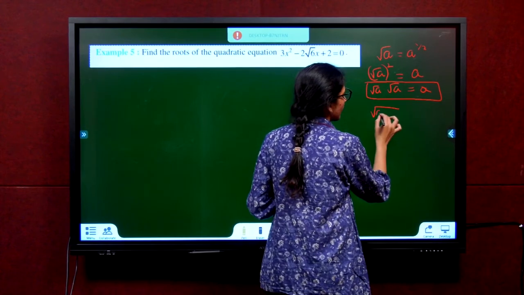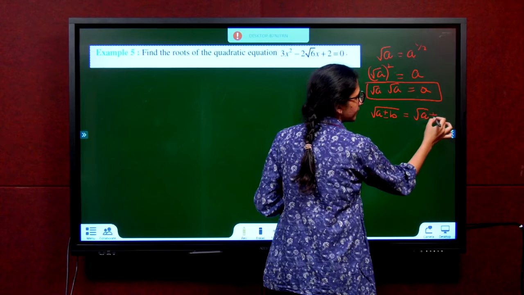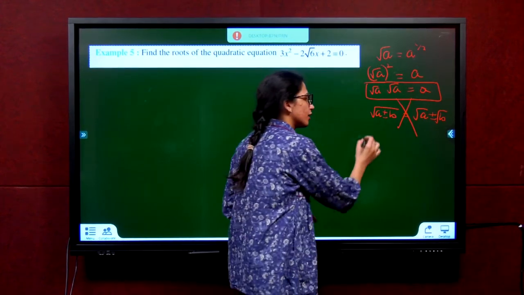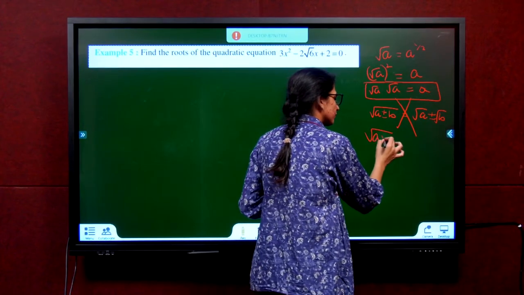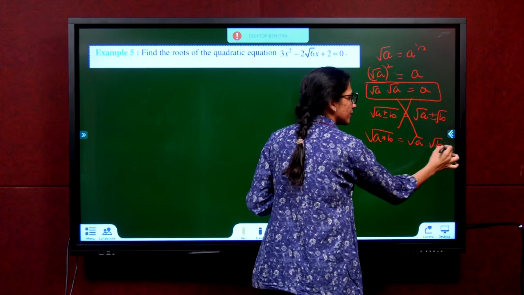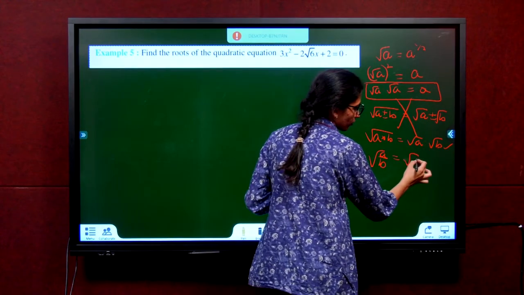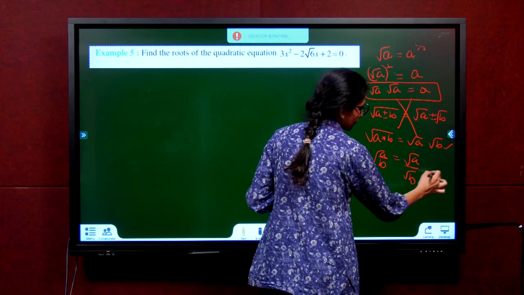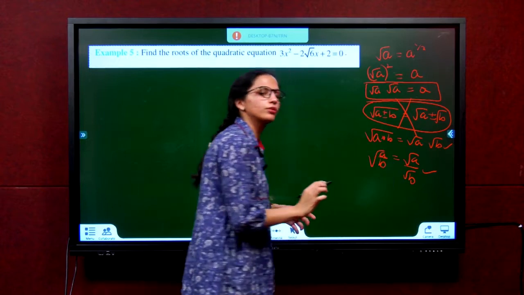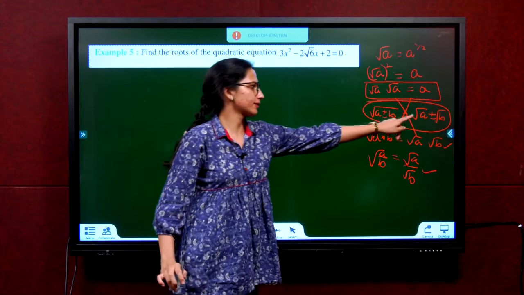If you have plus or minus under the root, you cannot split it. Not allowed. If you have multiplication, you can split it. Root a into root b, it's allowed. If you have division, you can split the root. It is also allowed. You have to keep in mind, if you have addition or subtraction under root, you cannot split it. Your root will remain as it is. This is not allowed.